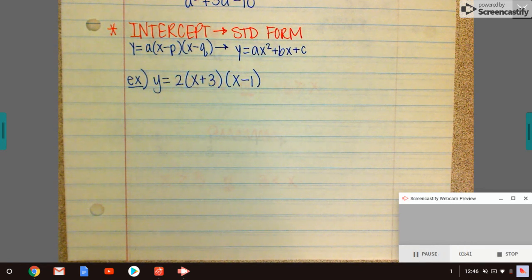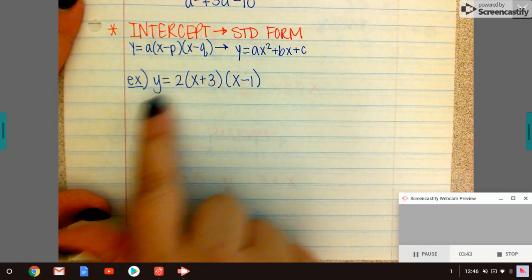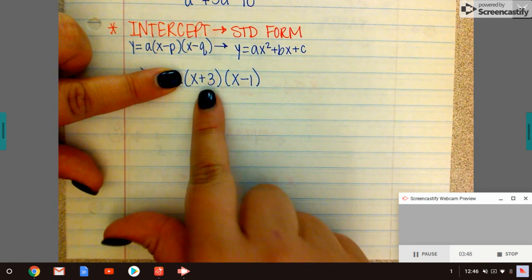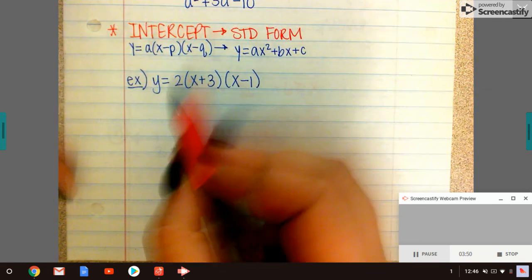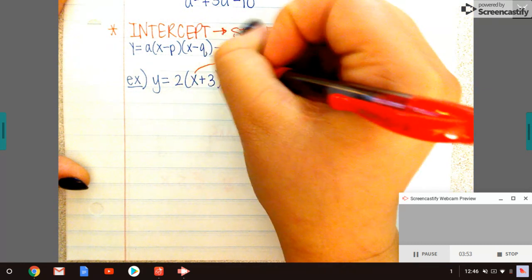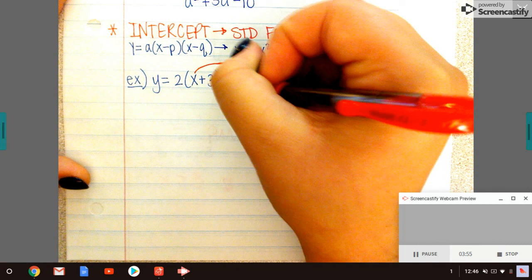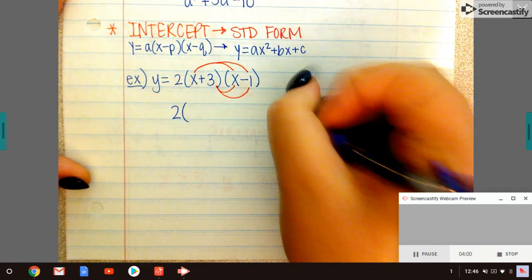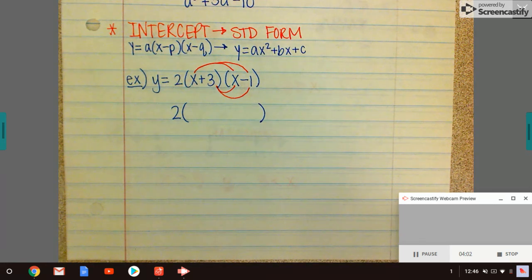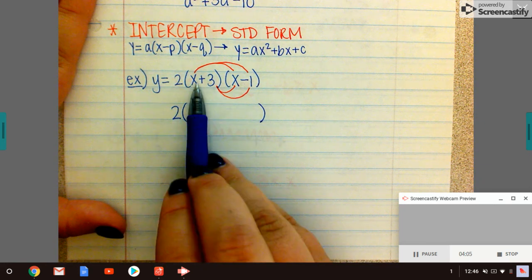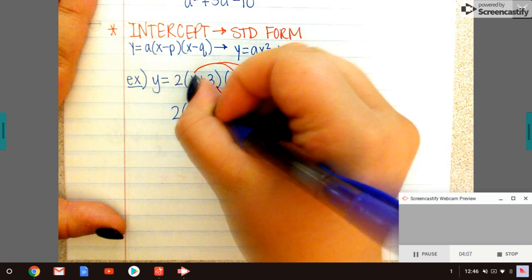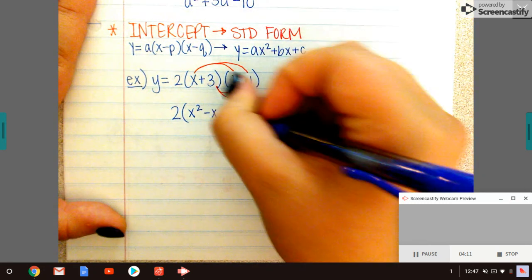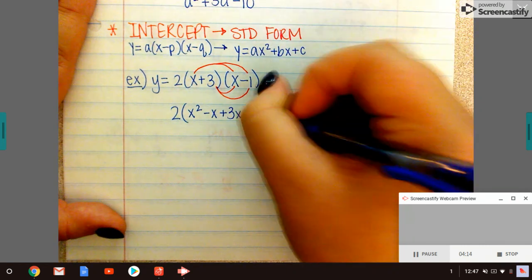All right, so here's the example I have. We're basically going to multiply out everything. So let's first multiply out these two binomials. We'll do our FOIL first, and we'll let our 2 hang out with us for the time being. So we're going to do first, outside, inside, last, and then we'll drop our 2 down with us. So I've got x times x is x squared. Outside is negative x. Inside is positive 3x. And last is minus 3.